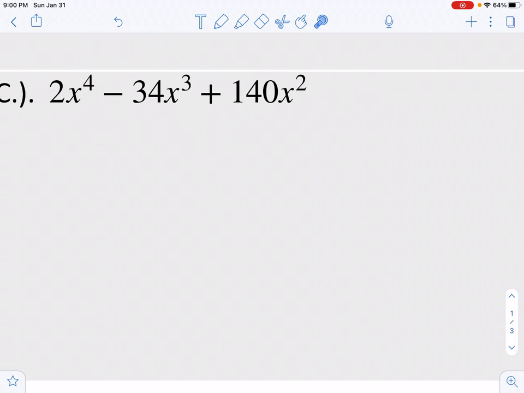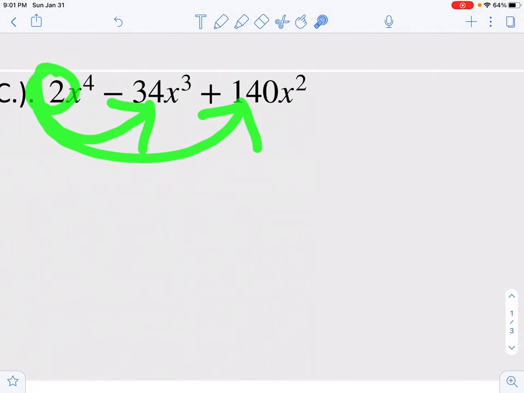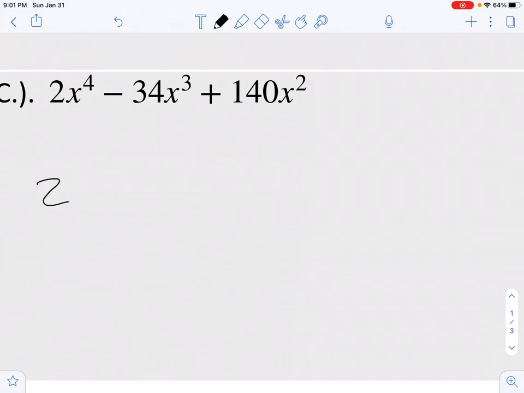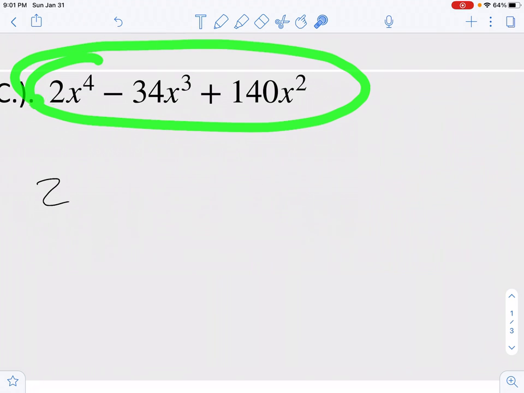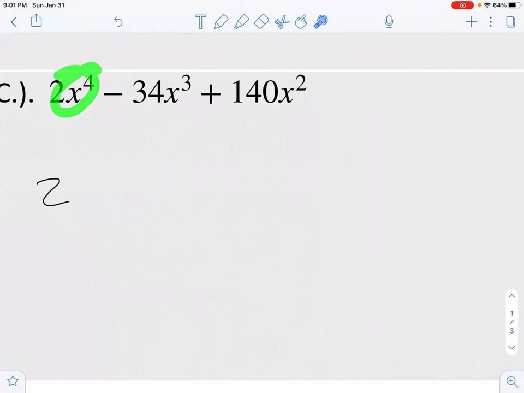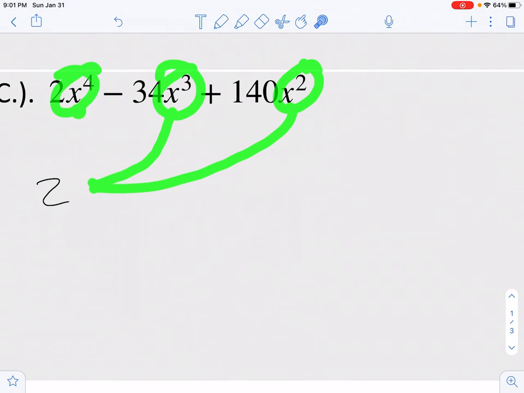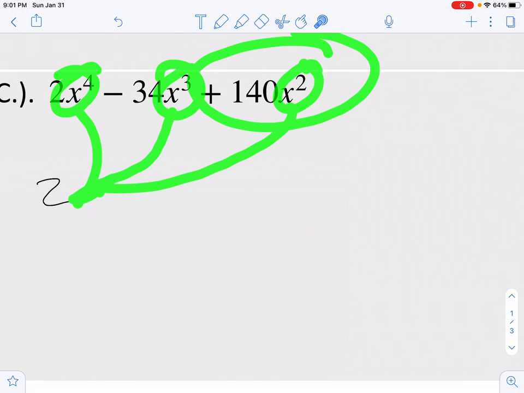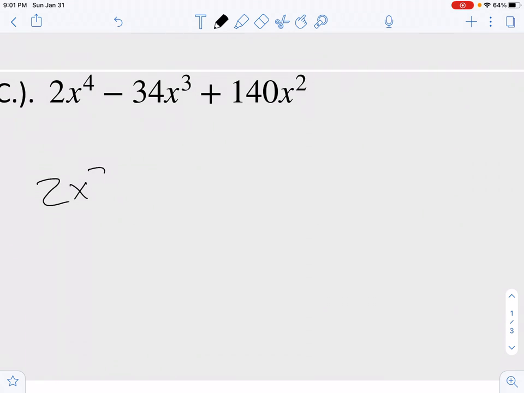So for numbers, I have a 2, a 34, and a 140. 2 is my smallest number, so I want to make sure, can 2 go into 34? Can 2 go into 140? They're all even, so 2 is a common factor. And then I'm looking for the greatest common variable that I can pull from all three of these. So this has 4 x's, this has 3, and this has 2. So every single one of these can give 2 x's. If I take any more than that, this one doesn't have enough to give. So I can take an x squared out.